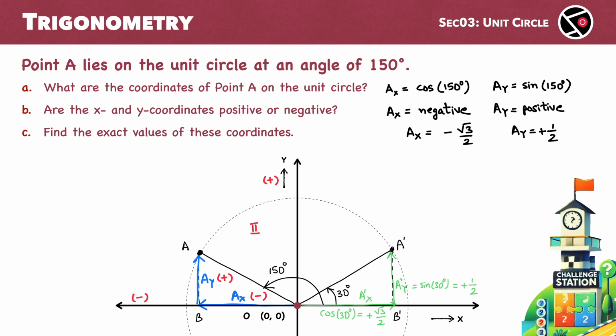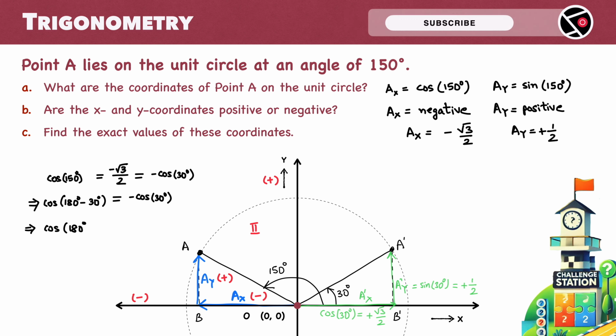But before we move forward, let me highlight something important that we just learned. Cos 150 degrees is minus square root 3 by 2. This means cos 150 degrees is the negative of cos 30 degrees. Now, 150 is nothing but 180 minus 30. So we can say cos of 180 degrees minus 30 degrees equals minus of cos 30 degrees. In general terms, cos 180 degrees minus theta equals minus cos theta.